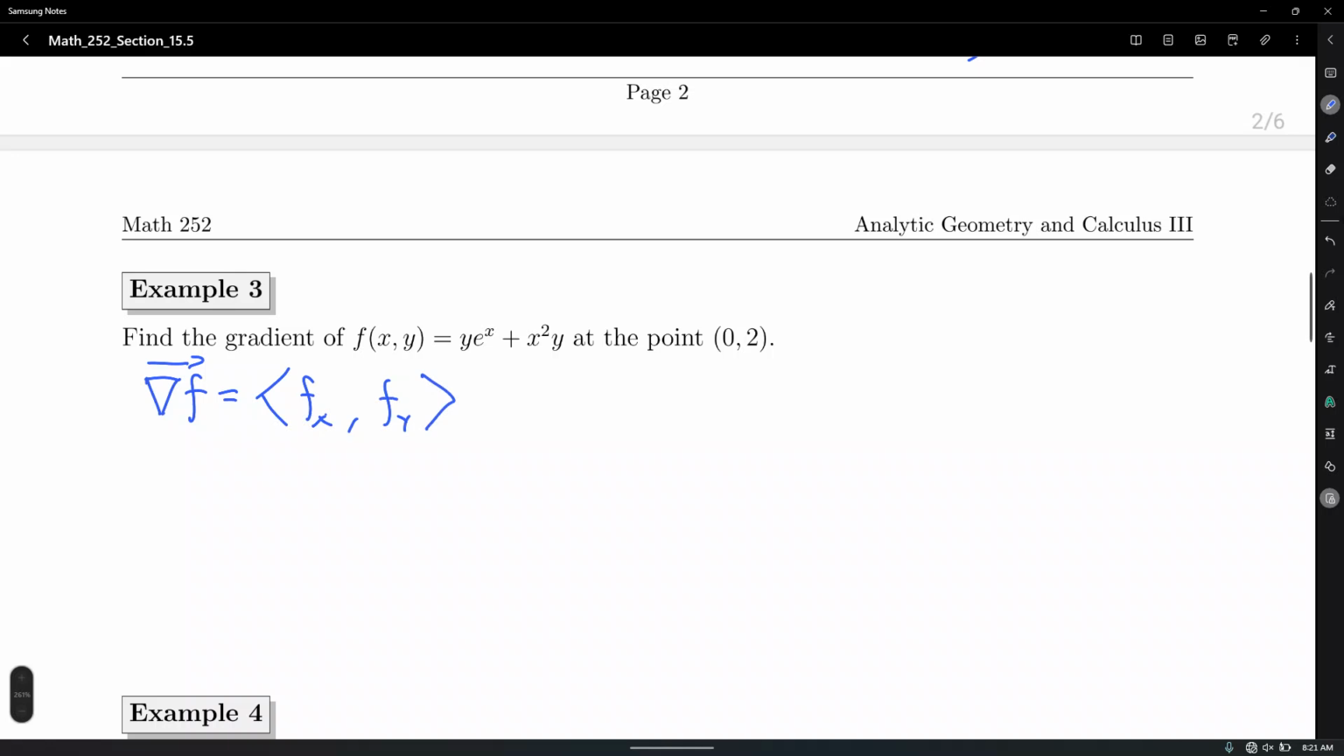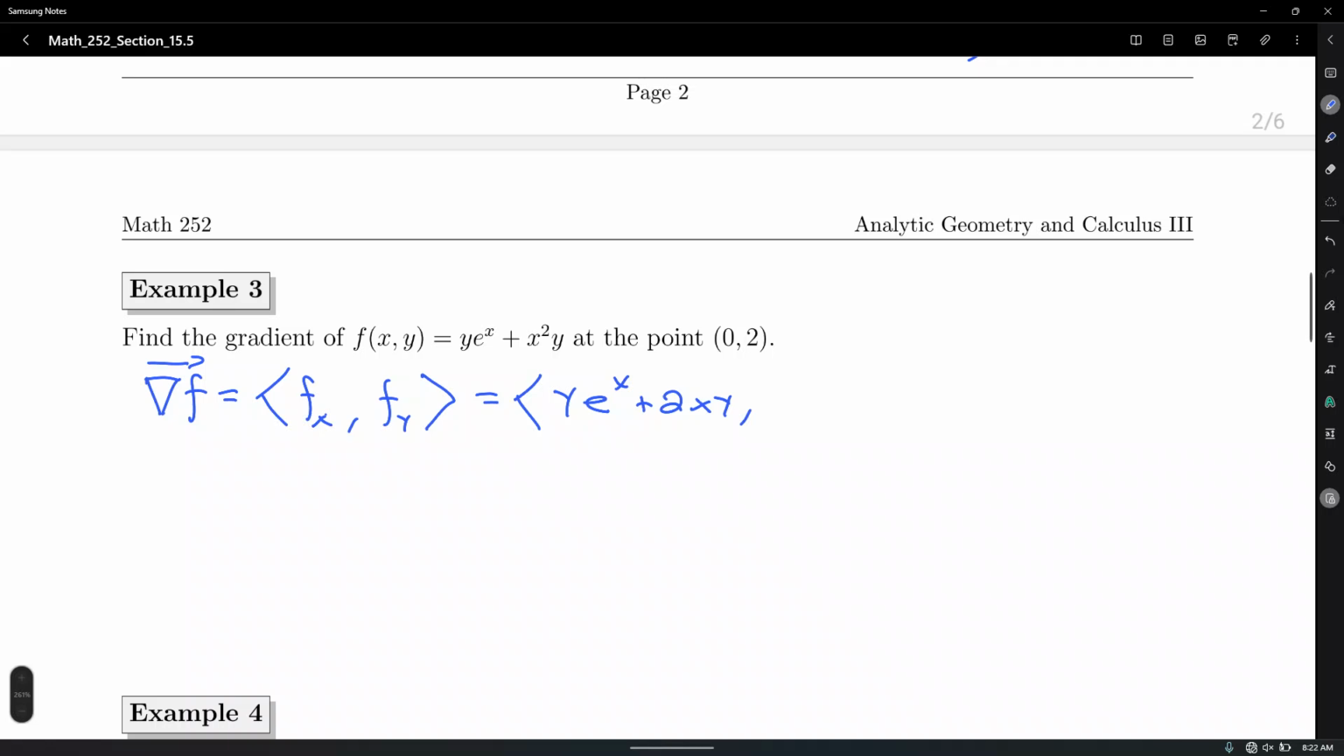So let's find those partial derivatives. The partial derivative with respect to x: here we have y e to the x. The y just acts as a multiple constant. It's going to stay there. The derivative of e to the x is itself times the constant, that is y e to the x. The derivative of the second term with respect to x, that's just differentiating the x squared, which is 2x, times the y, which is also a multiple constant, that is plus 2xy. Comma. So we're done with the partial derivative with respect to x.